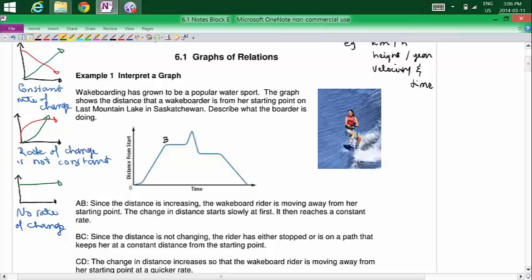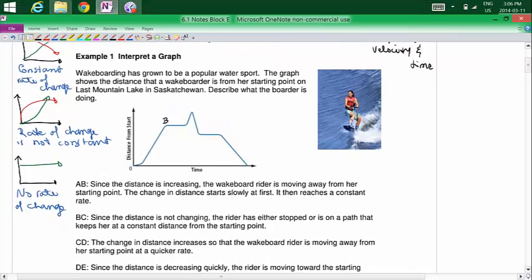Okay, so keeping that in mind, let's take a look at our first example. You're asked to interpret a graph. Wakeboarding has grown to be a popular water sport. The graph shows the distance that a wakeboarder is from her starting point on Last Mountain Lake in Saskatchewan. Describe what the boarder is doing. Okay, so for the first part of the graph, AB, since the distance is increasing, the wakeboarder is moving away from her starting point. The change in distance starts slowly at first and then reaches a constant rate.